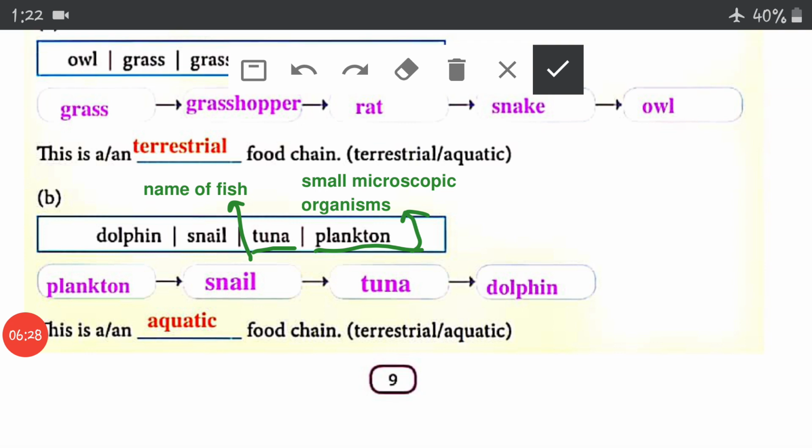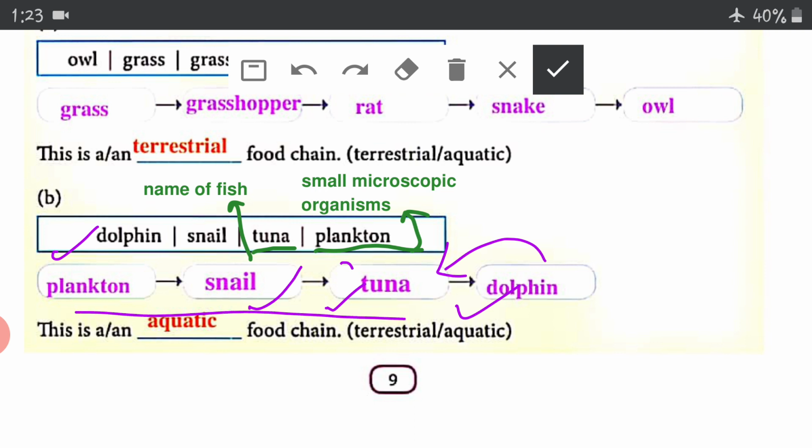So we can solve this now. Plankton are very small microscopic organisms, so they can be eaten by snail because they are very, very small. And tuna is a small fish but bigger than snail, so tuna can eat snail. And dolphin is again bigger than tuna, so it can consume tuna fish. All the components of this food chain live in water, so we call this food chain an aquatic food chain.